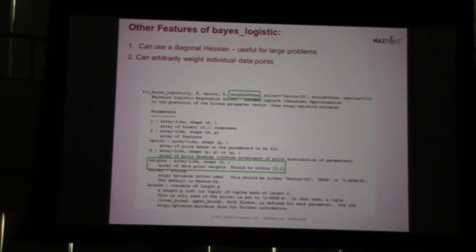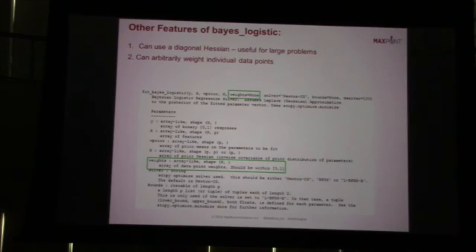Another nice feature is, suppose that you trust some of your data more than you trust other points. You might want to weight different data points differently. Now in scikit-learn, you can weight different classes differently, and it often does a sampling with replacement of points. But you can also go straight into the log likelihood and put a weight in there. And that's what we did here too.